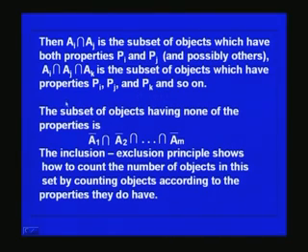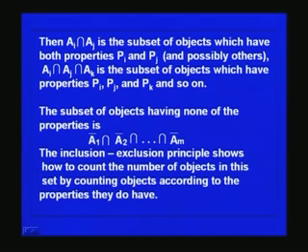Then the subset of objects having none of the properties is given by the formula A1 bar intersection A2 bar intersection up to Am bar. And what is the formula for this? That is what is given by the inclusion exclusion principle. It shows how to count the number of objects in this set by counting the objects according to the properties they do have.